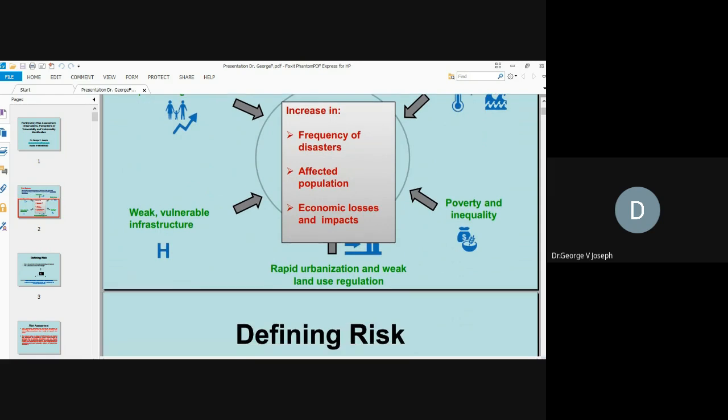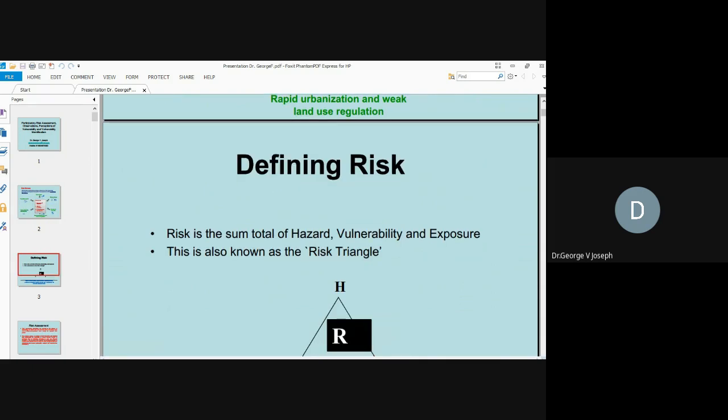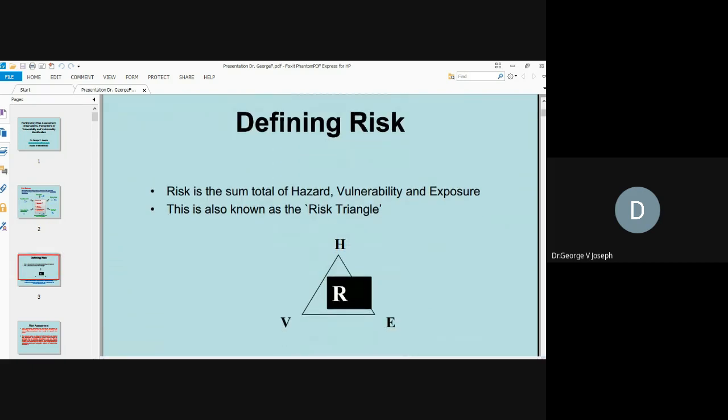So we need to reduce this risk, and one of the best ways to reduce it is through people's participation, through participatory methods. We are going to discuss those issues. Defining risk, as you already know, there are 3 factors: hazard, vulnerabilities, and exposure. The larger the number of people exposed, the more the risk.